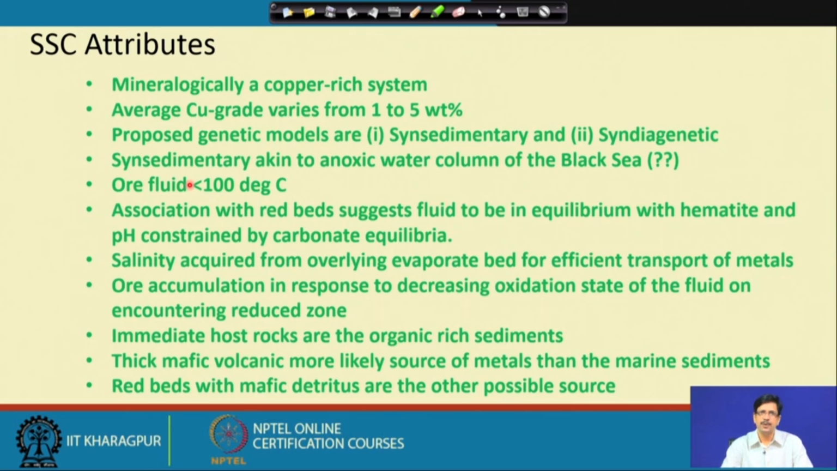So, the ore fluid is always a low temperature fluid, less than 100 degrees Celsius, but still we can put them in the category of hydrothermal. The association with red beds is important because the fluid must at some point have been in equilibrium with hematite, must have been oxidizing, and the appropriate pH constrained by carbonate equilibrium means the pH needs to be a little high, at least in the stability field of bicarbonate or carbonate. So that such an oxidizing fluid will be able to dissolve and transport an appreciable amount of the metals.